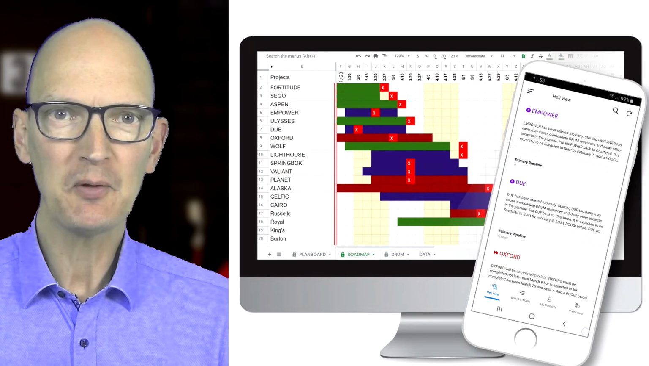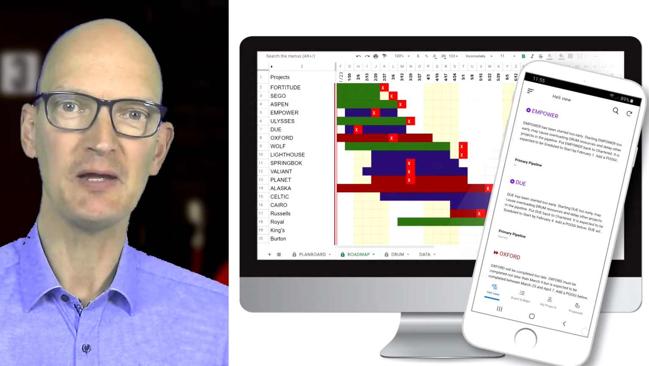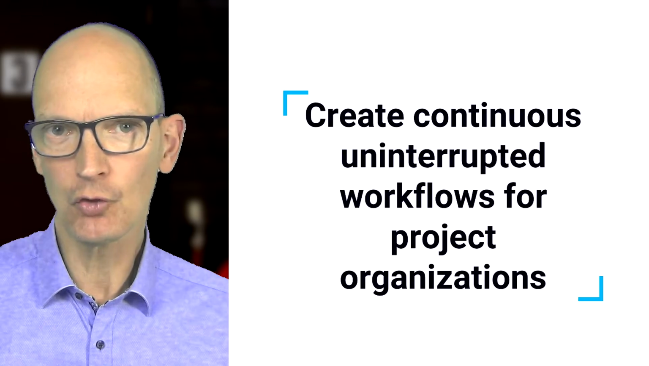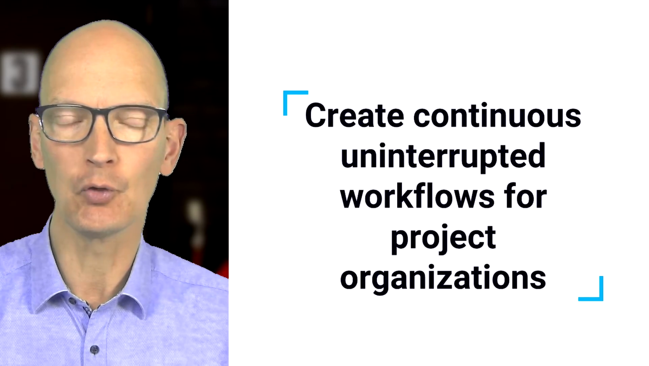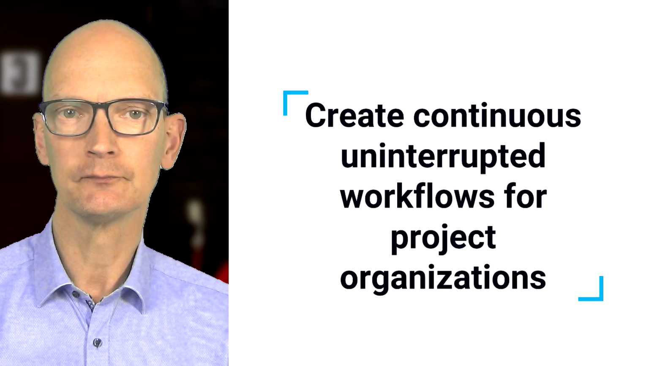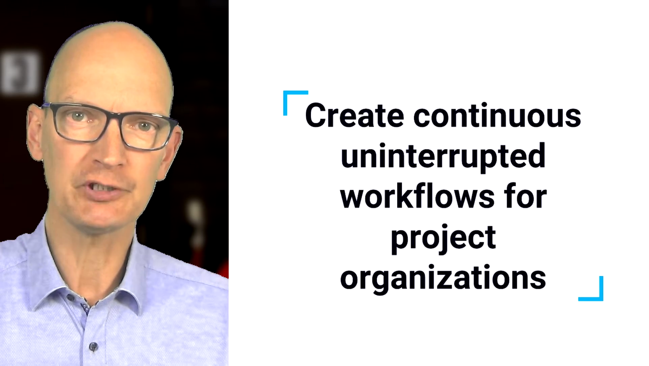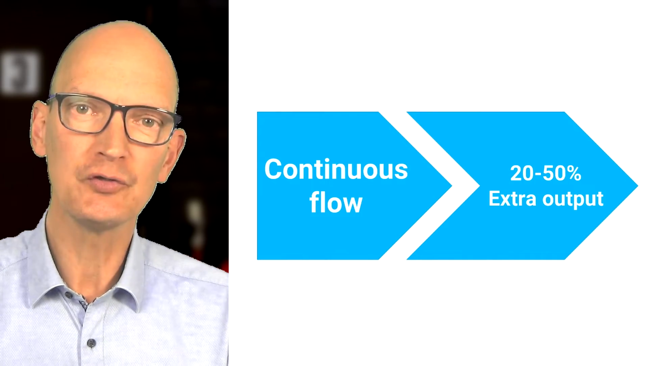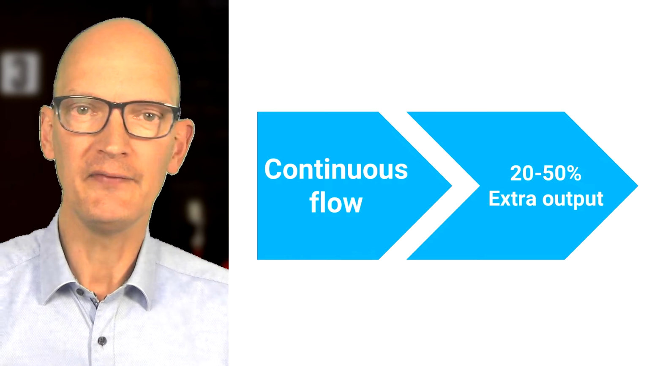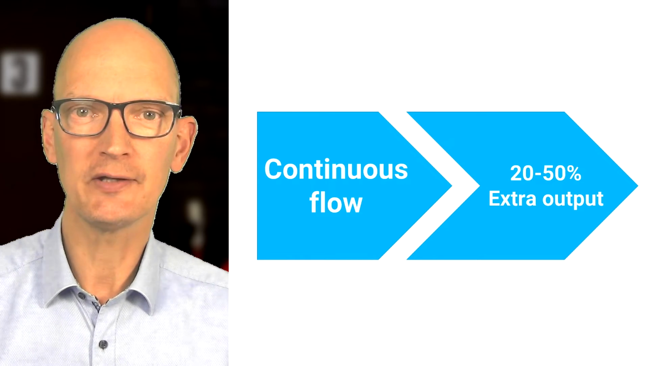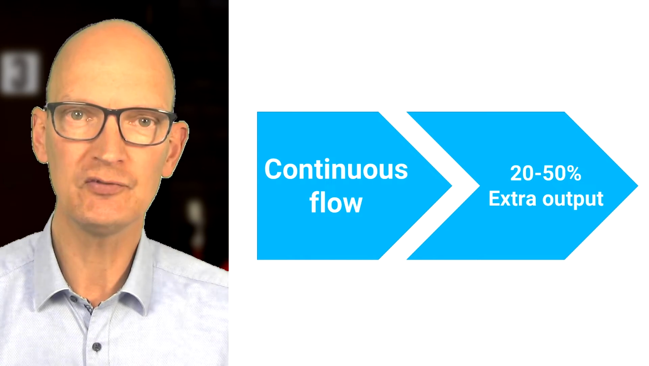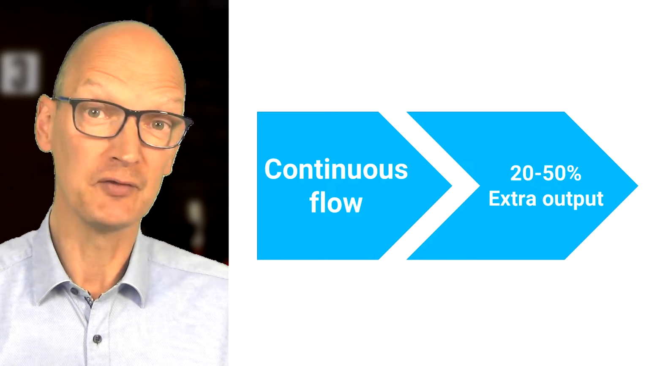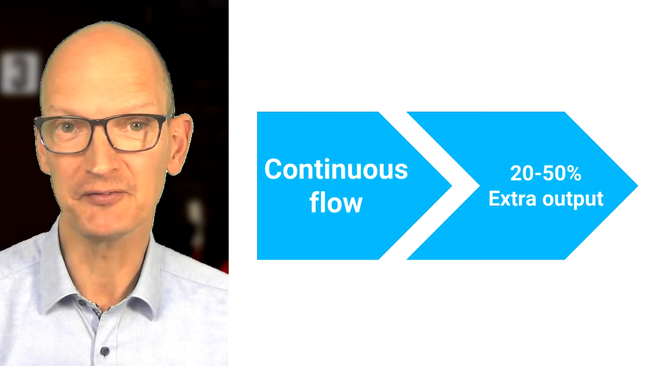This video is a demo of the Project Pipeline app of Empower Your Projects. The purpose of this app is to establish a continuous uninterrupted flow for project organizations. Because the best project management success stories all have in common that they create more flow, and they show that that is sufficient to get another 20 to 50% extra output. And these are not even high runners. Well, if you can sell that, that is worth millions.